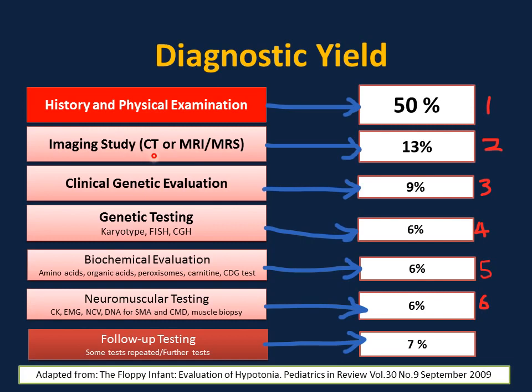Imaging studies, including CT and MRI, are responsible for 13% of the cases, clinical genetic evaluation 9%, genetic testing 6%. In order to have a successful genetic testing, you have to specify the dysmorphic features and what you are looking for in the genetic test. This will yield 6%. Biochemical evaluation 6%, neuromuscular testing 6%, follow-up testing 7%.